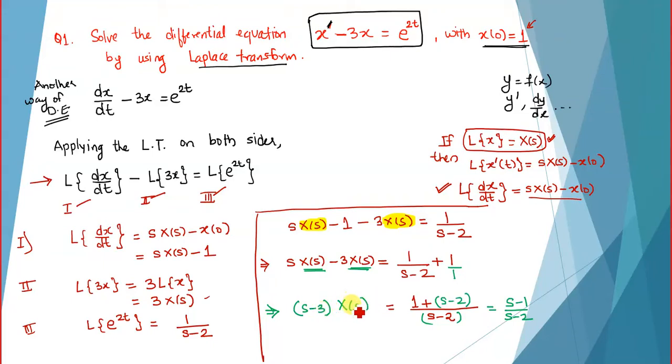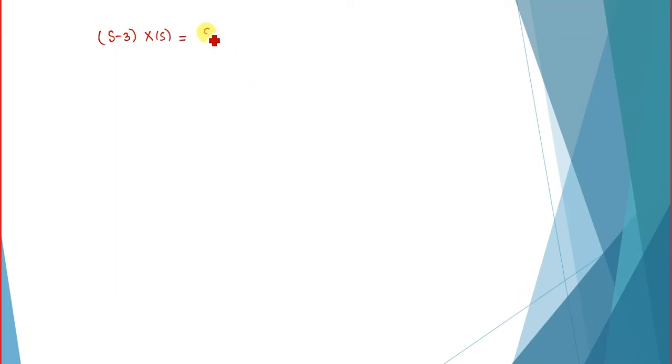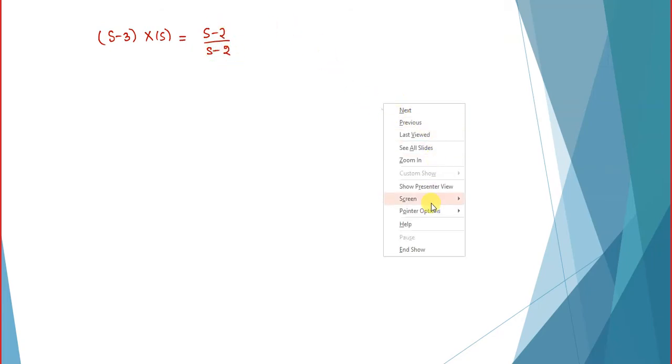What is next? We have to get the value of X of s. So for that we divide both sides by s minus 3. And so let's write it here. We have s minus 3 X of s is equal to, let's write it down from here, s minus 1 over s minus 2. Sorry, s minus 1. Just erase it.